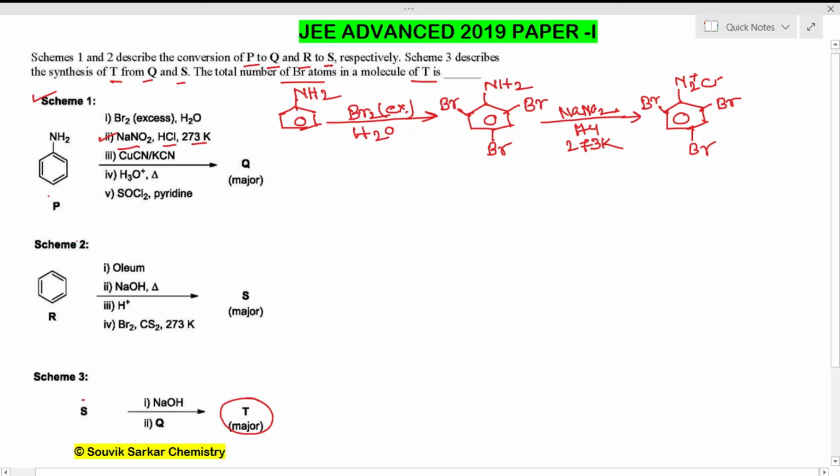The next step, it is reacting with copper cyanide and potassium cyanide. This is a name reaction. The name reaction is the Sandmeyer reaction. Whenever a diazonium salt is treated with copper cyanide or potassium cyanide, the diazonium cation is replaced by cyanide. So it will form this cyano compound.